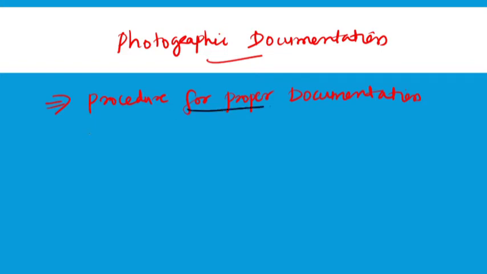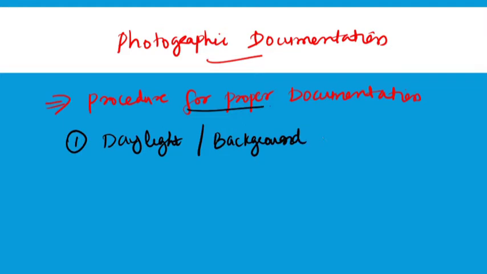The main steps for proper documentation are: the first one is photographs to be taken in daylight or with background lighting. So you can use background lighting, or otherwise you should use daylight for photographing. Maybe if you are going to a crime scene on a rainy day, or maybe at night, at that time you can use background lighting for taking the photographs.